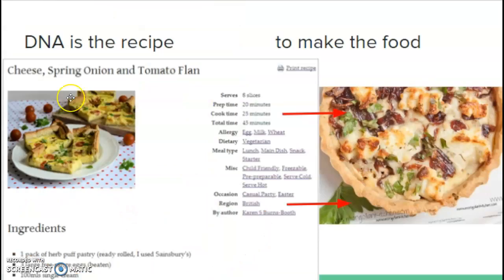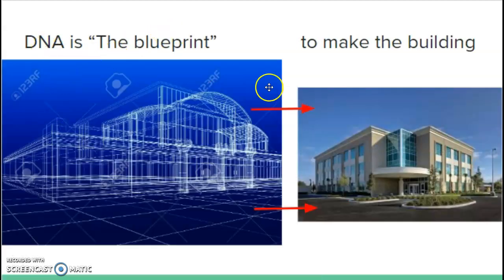So we kind of say that like DNA is the recipe, right? So you follow a recipe to make the food. So you follow these ingredients and these steps to make food come out, you know, how it does. Or DNA is like the blueprint to making a building. So you also follow a set of plans and instructions to create a building the same way DNA creates you.